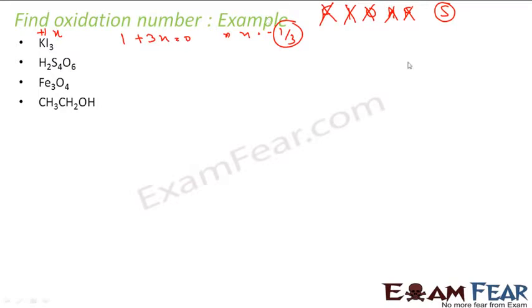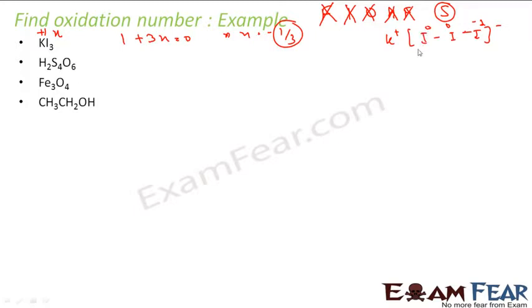And why is this fractional? Because the structure of KI3 looks like this: I, I, and I. There are 3 iodine atoms, and it's negative. So 2 of them will have 0 oxidation state, and 1 of them will have -1 oxidation state. So the overall oxidation state will be -1/3, the average. Correct?